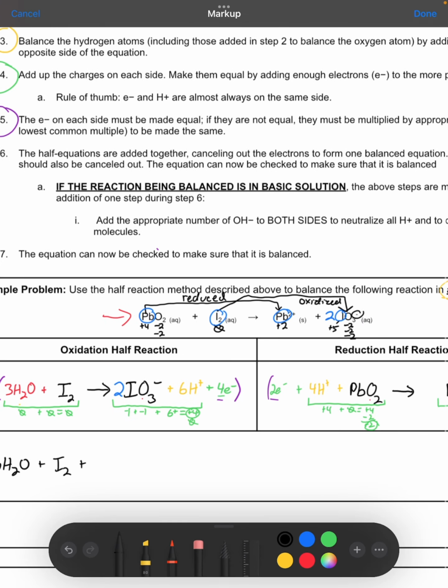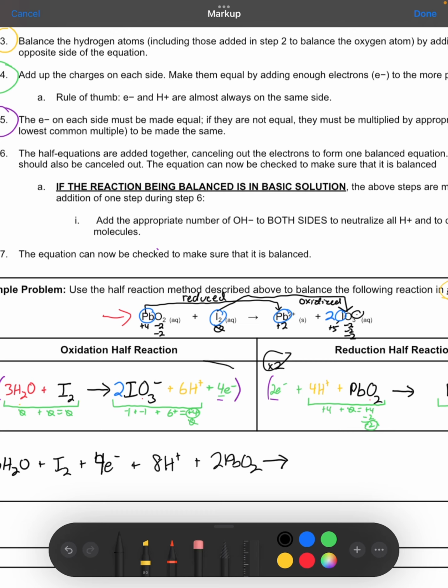4 electrons, because remember we multiplied this entire thing by 2. I'm going to have my 8 now H plus ions and my 2 PbO2s. And if you forgot why I am putting in some coefficients, again, it's because I multiplied that entire reduction half reaction by an integer of 2.